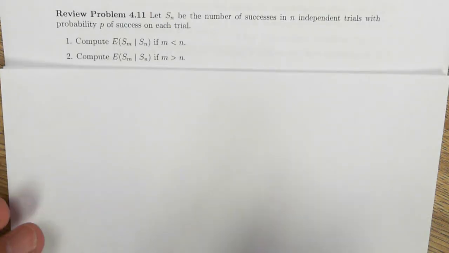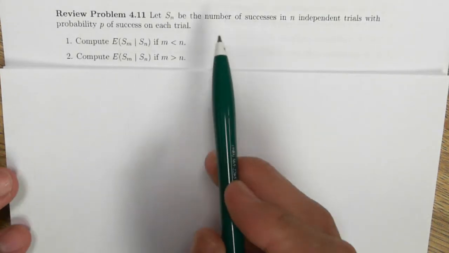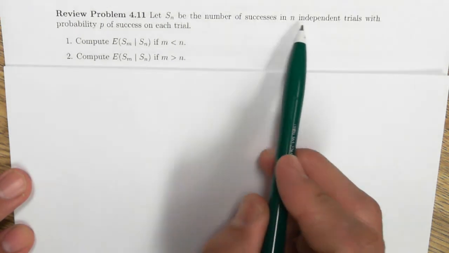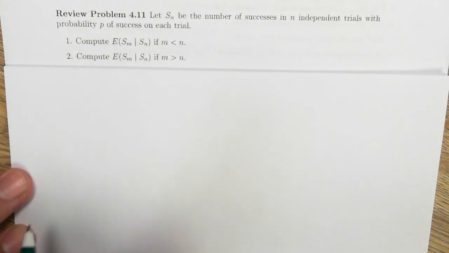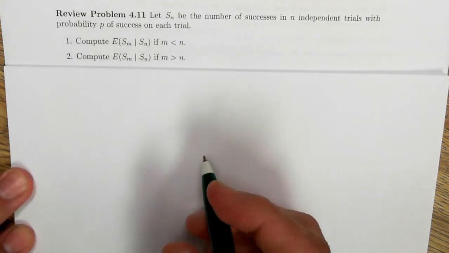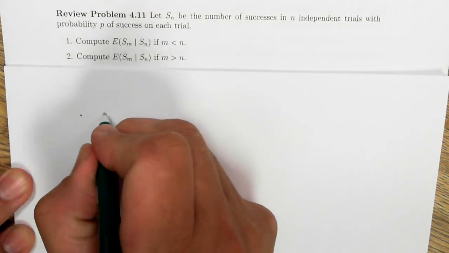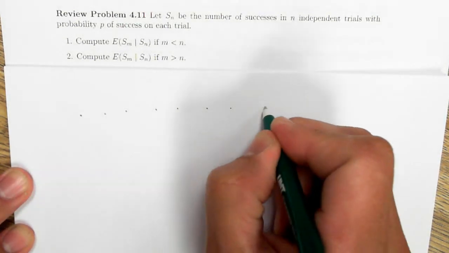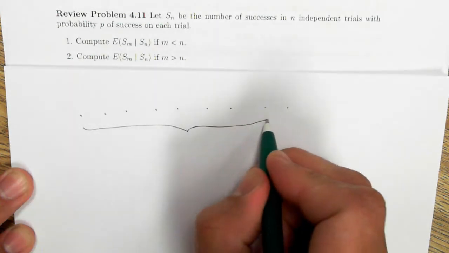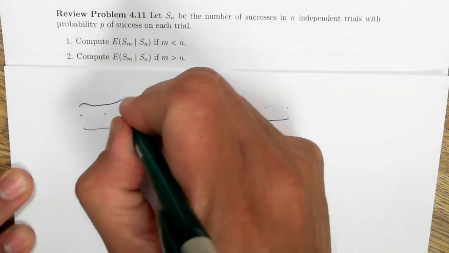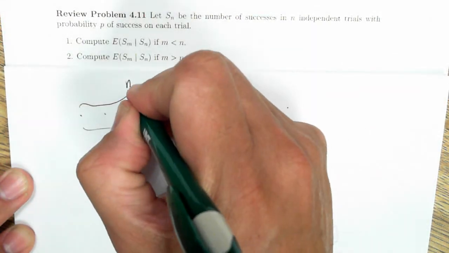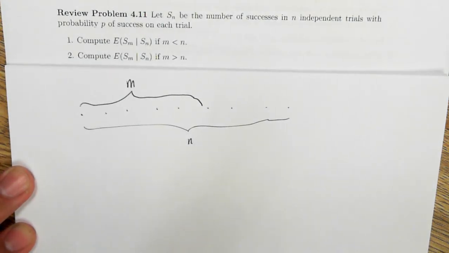All right, let's take a look at review problem 4.11. We have a number of Bernoulli trials that are done. S sub n is the number of successes in n trials, and there's a probability of success of p on each trial. Problem number 1 goes like this. Suppose that I know the number of successes in the first n trials. Then what is the expected number of successes in the first m trials, where m is less than n?